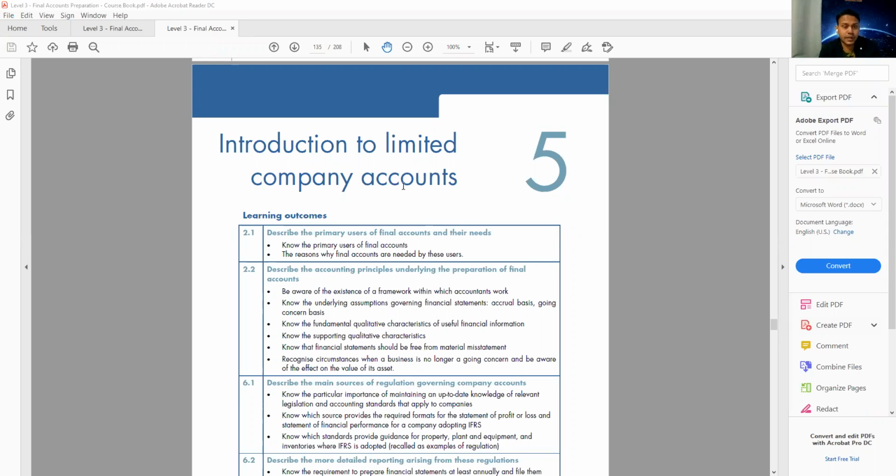Okay, so let's start with chapter number 5. This chapter is about the limited company. This chapter has very limited information because in level 3, we do final account preparation, but that is mainly for the sole trader, not for the limited company. Now, you already know the difference between the limited company and the sole trader. Sole trader accounts are quite simple. All you need to do is prepare the profit and loss account and the statement of financial position and submit them to HMRC. So there is less of a compliance issue with the sole trader.